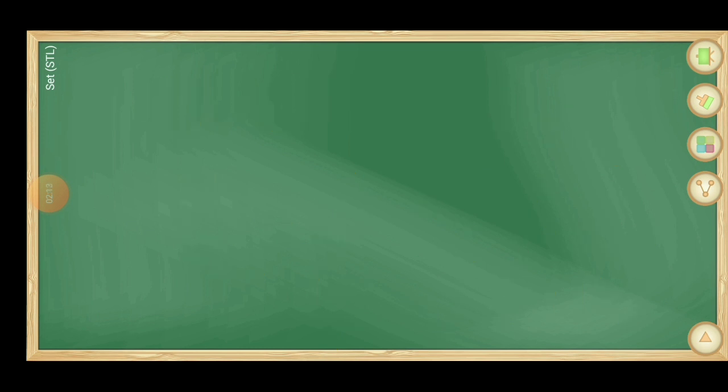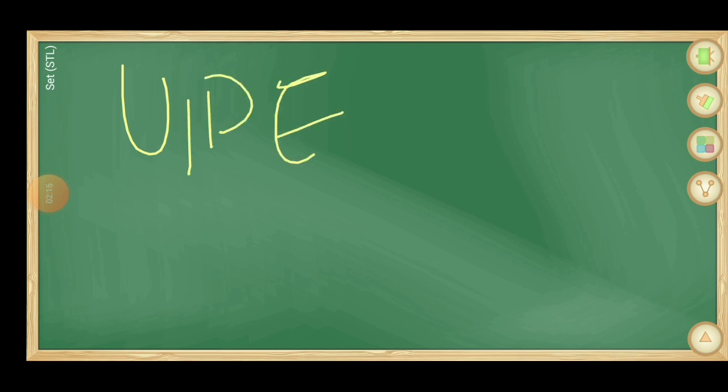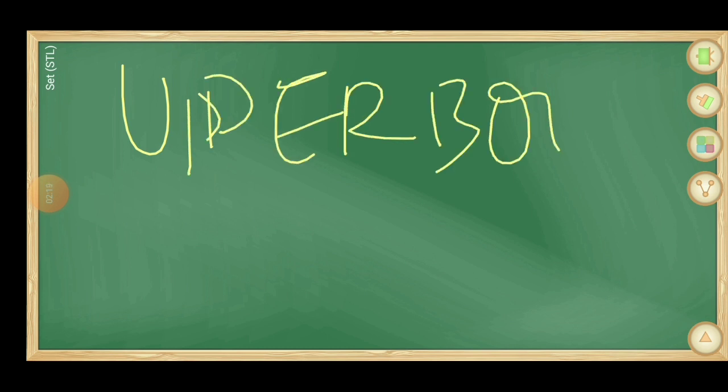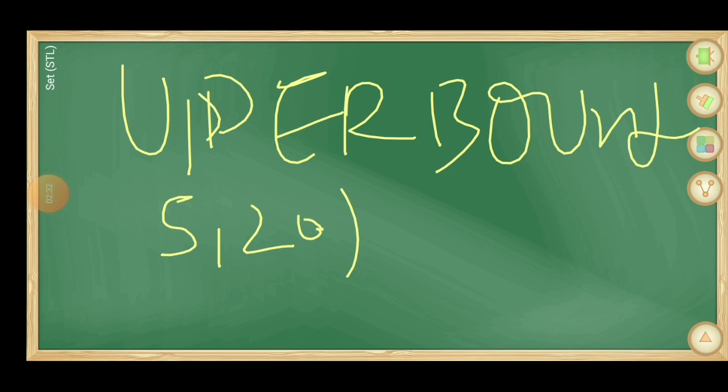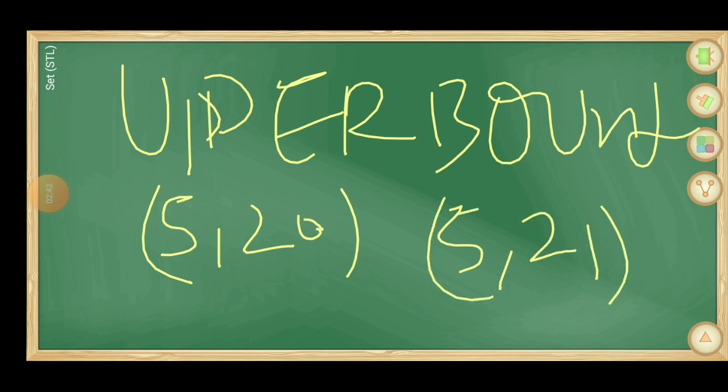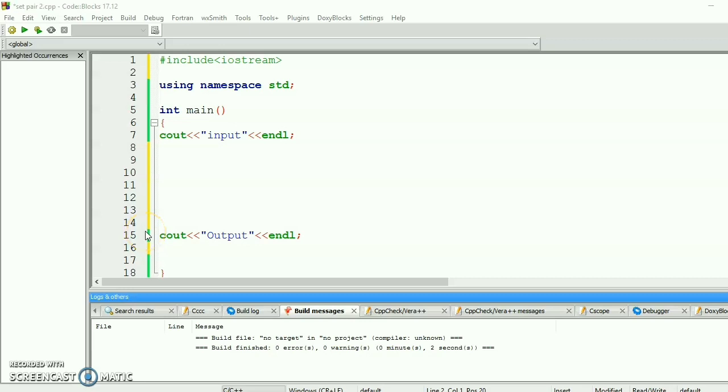And in case of upper bound, we have a pair strictly greater than that pair. For example, we have a pair 5:20 and we have to find the upper bound of this pair. So the pair will be 5:21, 5:22, 5:23, 6:20, and so on, but always strictly greater than that pair. So now we implement this in code. Okay, so let's start the code.